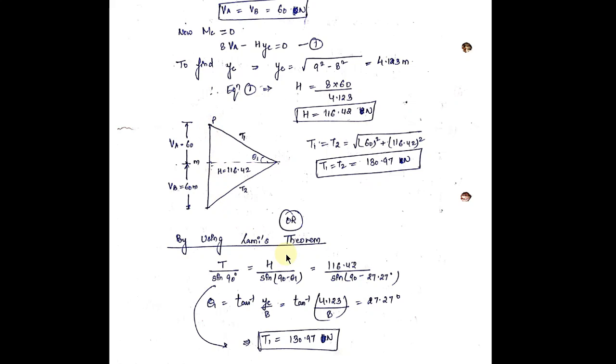See, now Lami's theorem आपका क्या बोलता है? See, first of all take this force T1. So T1 or T2, see these both values are same. So T1 will be equal to T2 equal to T. So in this triangle, first take T upon T के अपोजिट वाला एंगल कौन सा है? See T, ये है आपका T, इसके जस्ट अपोजिट वाला एंगल क्या है? 90 डिग्री. So T upon sin 90 degree, this equal to another force H. This force is your H force. H के अपोजिट वाला एंगल कौन सा है? P एंगल. So H upon sin 90 minus theta 1.